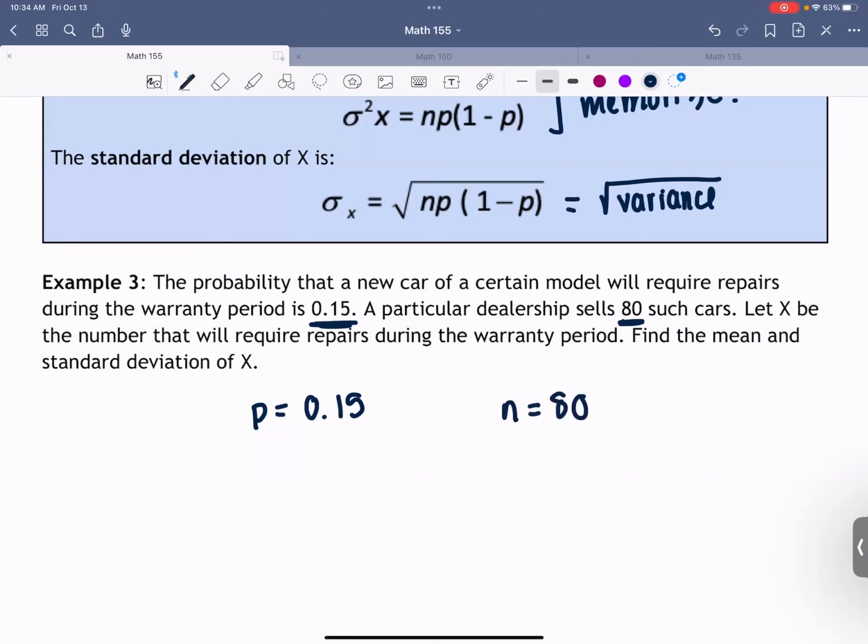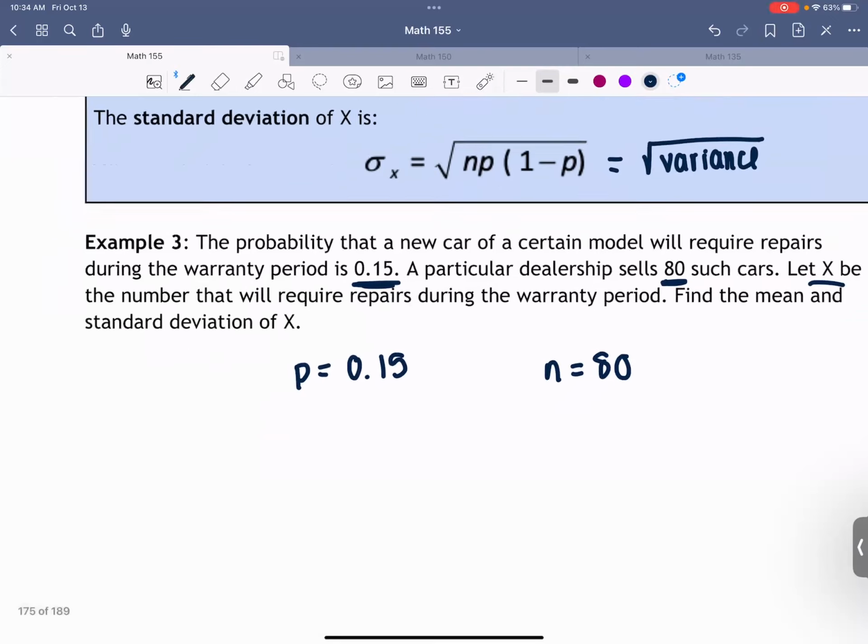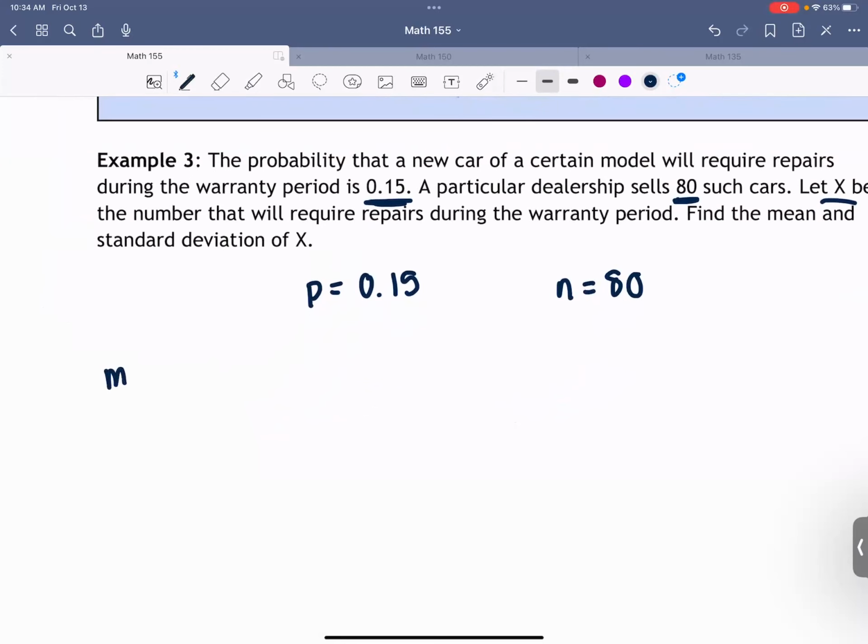And I know that X is binomial, even though it didn't give it to me. We could go through those properties and see if it is binomial, but it is. I'll just tell you that. I want to find the mean and standard deviation of X. Okay, let's find the mean first. Remember, the mean formula is n times p. So all we have to do is multiply 80 times 0.15. I already did that in my calculator, and I got 12.